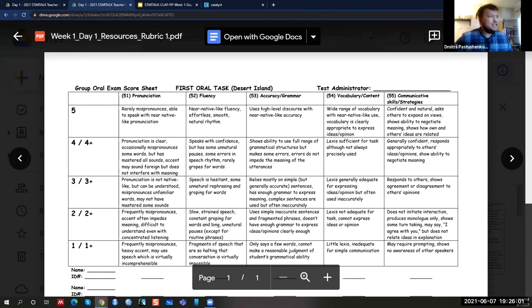So we have pronunciation, fluency, accuracy, grammar, vocabulary, content, communicative skills, and strategies. Do you have any associations? Have you seen this type of rubric before? Luke, yeah, go ahead. Honestly, the first thing I think is it's going to take me way too long to grade, and I'm going to get impatient with that process and be mad at myself for making it. That's great. It's the first thing that I can think of too.